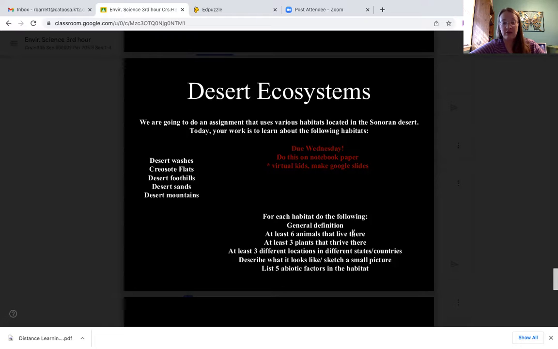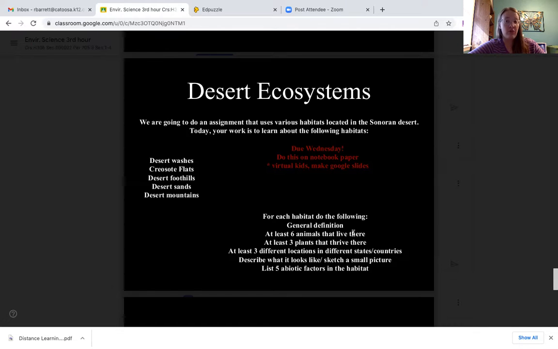For each habitat, do the following: a general definition, at least 6 animals that live there, at least 3 plants that thrive there, 3 different locations, whether it be other deserts that have this habitat, a country, I don't care, just find 3 other places it exists. Describe what it looks like, sketch a small picture. Guys, we're doing Google slides, copy and paste a picture. And list 5 abiotic factors in the habitat, that's non-living things.